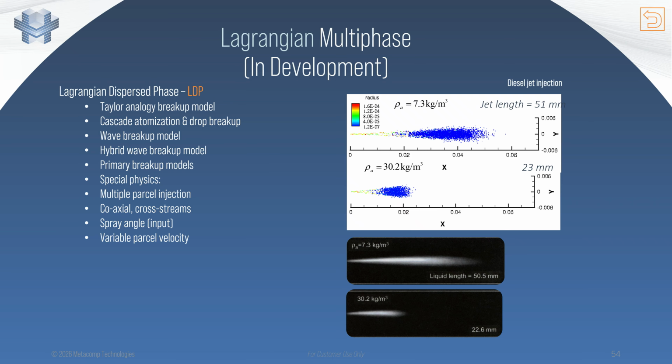The Lagrangian dispersed phase, or LDP model, offers a range of capabilities, including several primary and secondary breakup models. It supports simulations involving multiple parcel injections, coaxial and cross-stream configurations, spray angle variations, and variable parcel velocities.